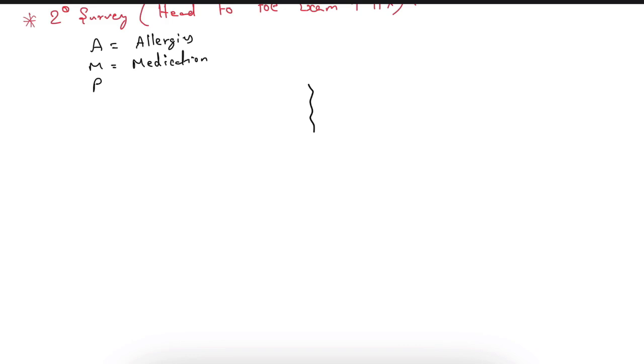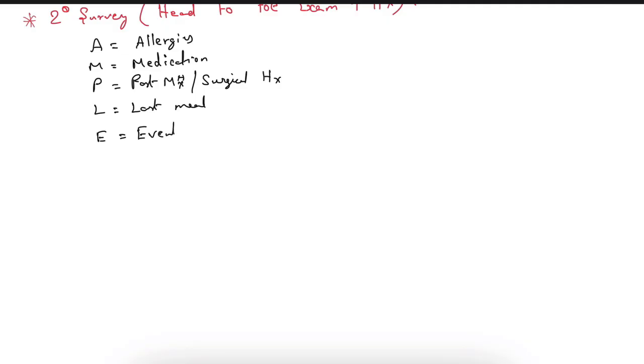Next, P means we have to know the past medical history or surgical history. Okay, L means what last meal he had. E means events leading to injury.